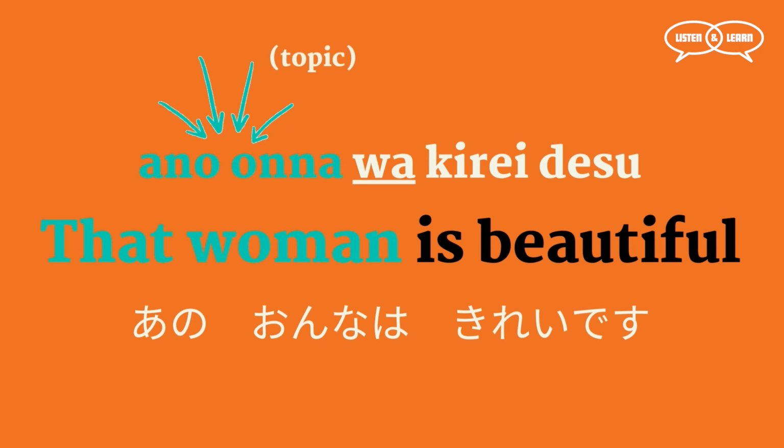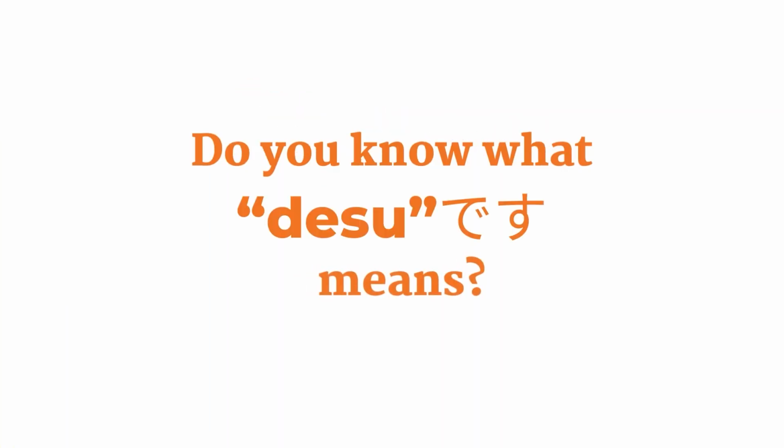Now, do you know what desu means at the end of Japanese sentences? To explain in a clear and brief way, desu at the end of Japanese sentences makes your sentences more polite. That is, it's showing respect. Now, let's talk about countries. I'm going to introduce now some countries.